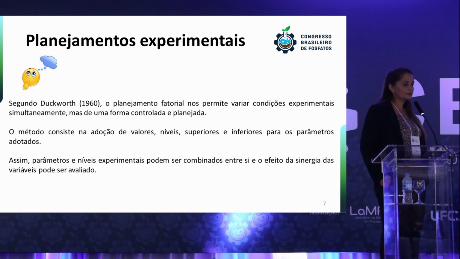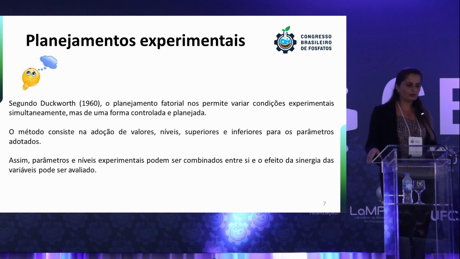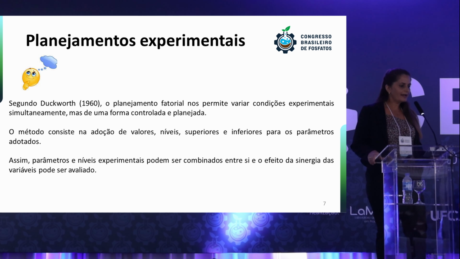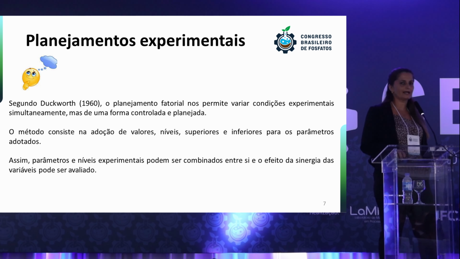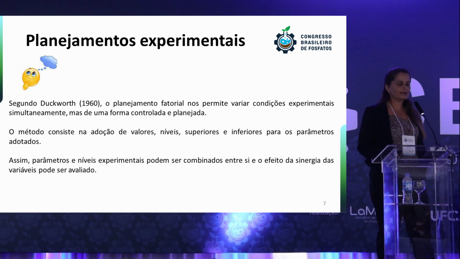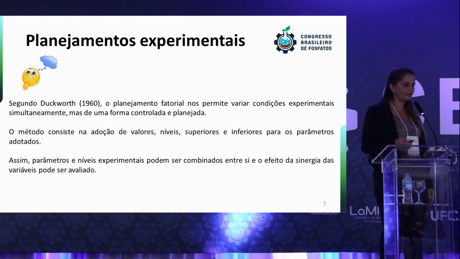I also use experimental planning. Factorial planning allows me to vary experimental conditions at the same time, but in a controlled and planned way. This method involves using superior and inferior levels, and these experimental level parameters can be combined among themselves, with a synergetic effect of the variables, so that we can assess everything.